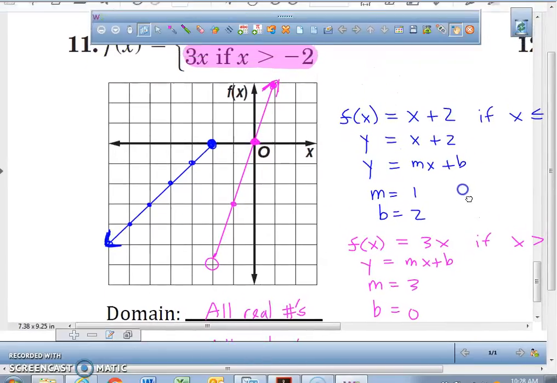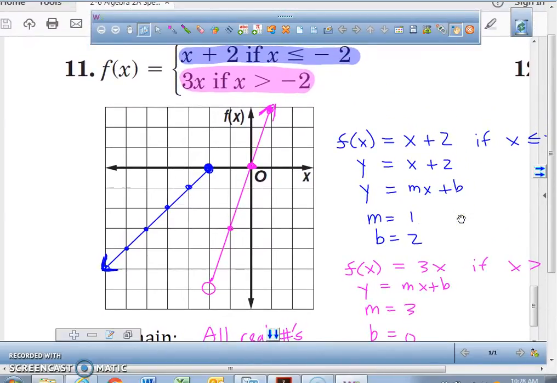Those are both your pieces that are graphed. That's what you're trying to do on your last problem. Try to do number 12 on your own without my assistance. Good luck.